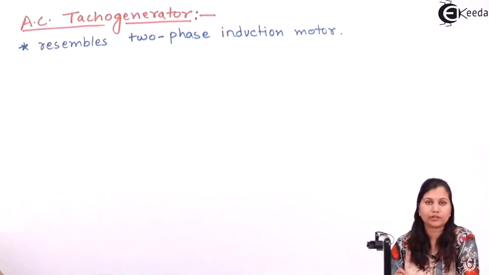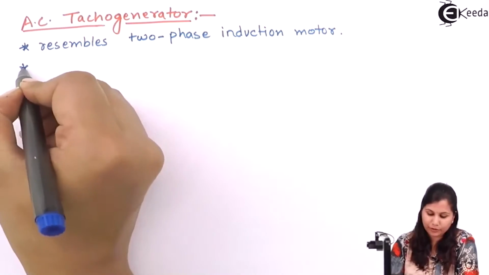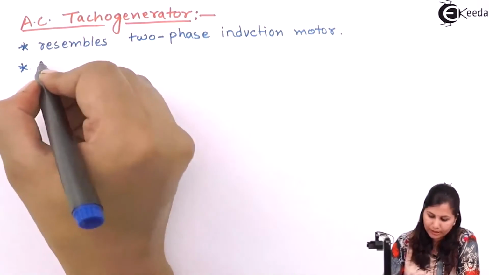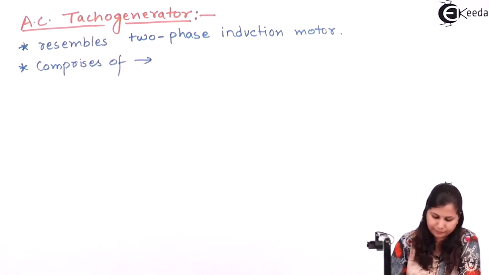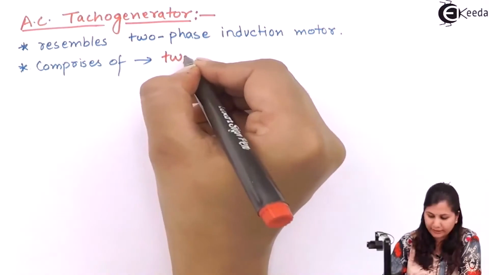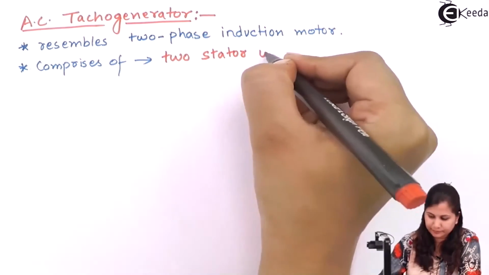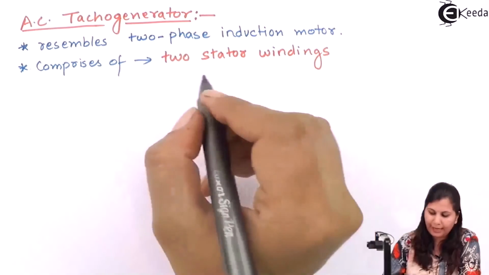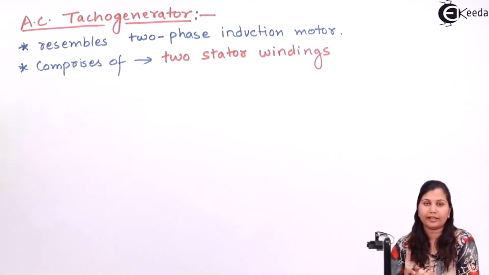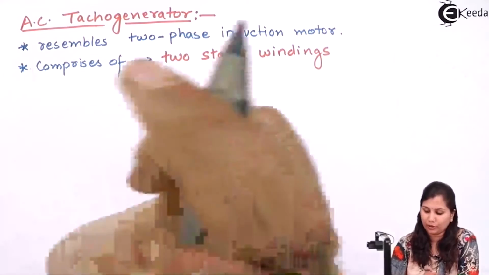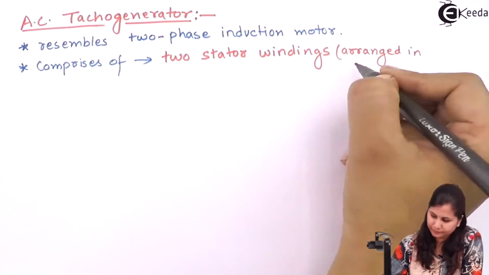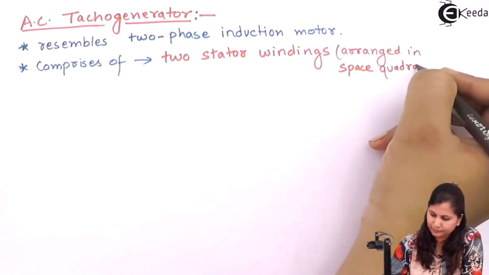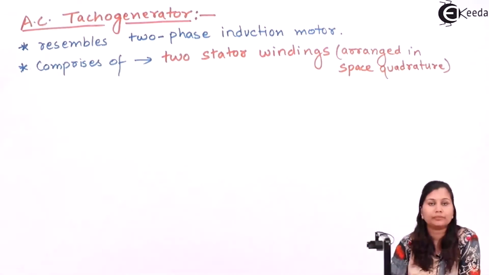Now let's see the construction or the parts of this tacho generator. This tacho generator comprises of two stator windings, and these stator windings are arranged in space quadrature. Okay, quadrature means at 90 degrees angle with each other.